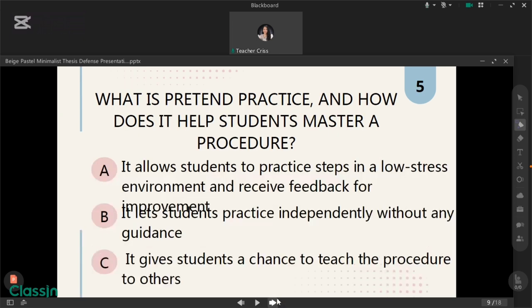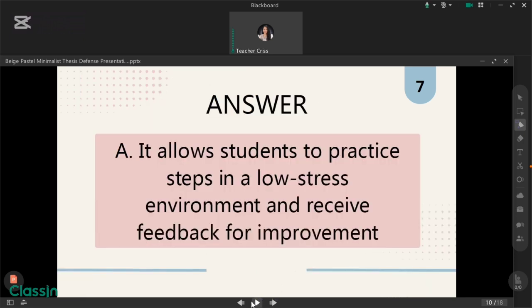Next one. What is pretend practice and how does it help students master a procedure? If your answer is A, correct. It allows students to practice steps in a low stress environment and receive feedback for improvement. That's why this step is very necessary.